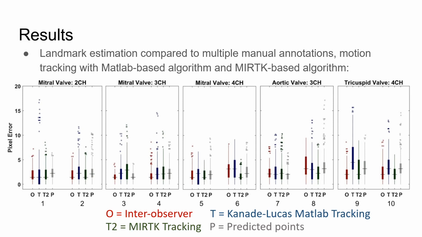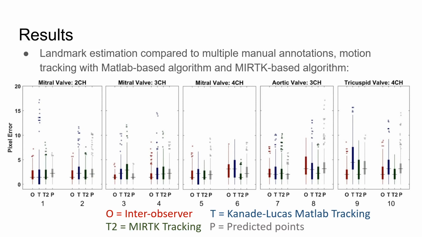As we see here, for our approach in gray, we have our predictions, which are doing quite a bit better than the motion tracking or even compared to inter-observer variability. For a few of these, particularly the aortic valve, we're doing a little bit poorly, in the sense that we have quite a bit more outliers going above the range that the motion tracking examples show. For the tricuspid valve, we have a case where we're doing a little bit better and a little bit poorer in two different locations.